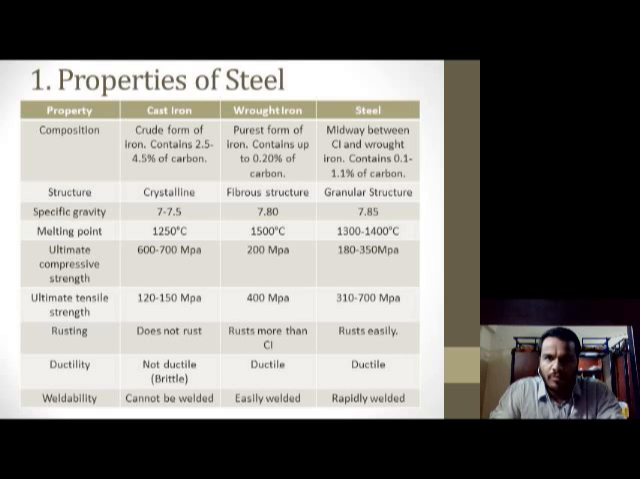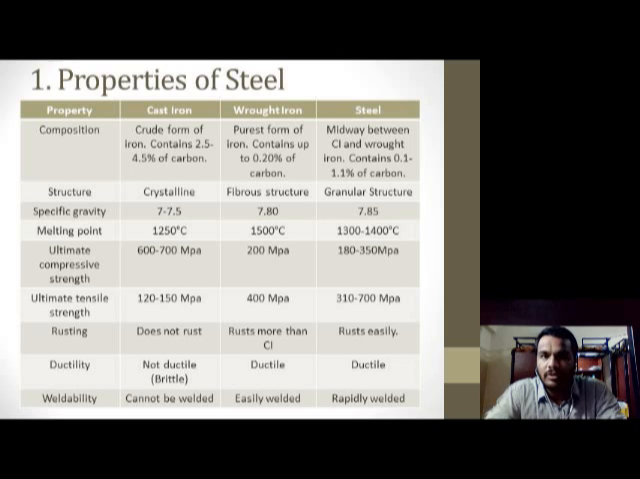And here I have listed some properties like specific gravity, melting point, and the ultimate compressive strength, which is one of the most important properties. It is 600 to 700 MPa for cast iron, 200 MPa for wrought iron, and 180 to 350 MPa for steel. Also coming to the tensile strength, which is another important property, here I have listed the values: 120 to 150 MPa for cast iron, 400 MPa for wrought iron, and for steel it is 310 to 700 MPa.